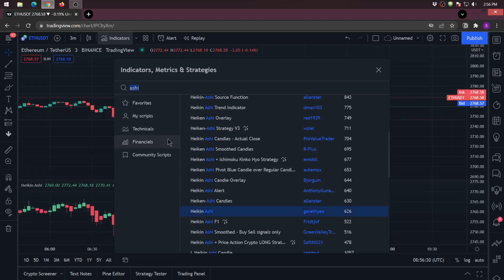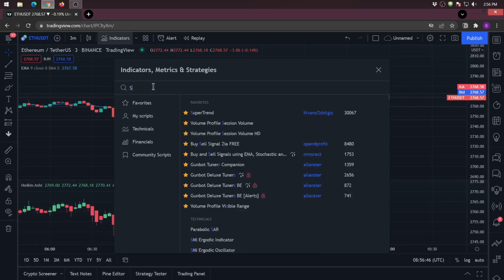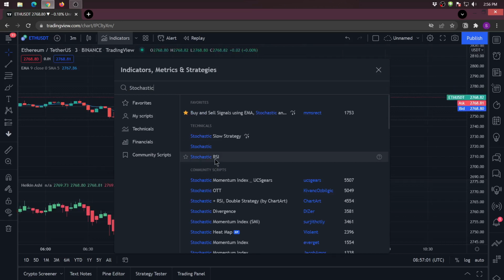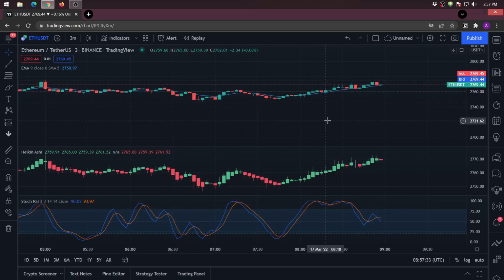Now I need the 100 EMA, so I write EMA here and you can see moving average exponential. I have to add this indicator on my chart as well. Okay, the third indicator is stochastic. So I write stochastic here and you can see the stochastic RSI indicator. I also add this indicator on my chart. Okay, so I simply close the indicator library.